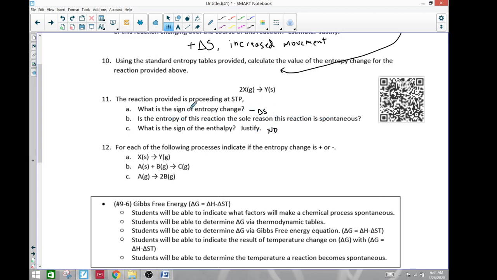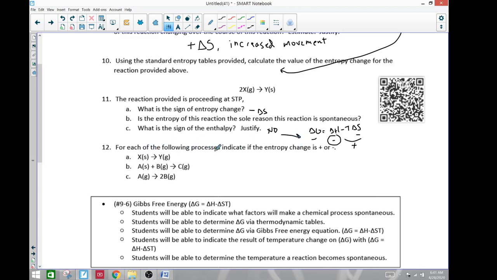So the reaction is proceeding, so delta G equals delta H minus temperature times delta S. And this, of course, is negative. Negative times negative, that was positive. This is negative. So for this to be negative, this also needs to be negative.